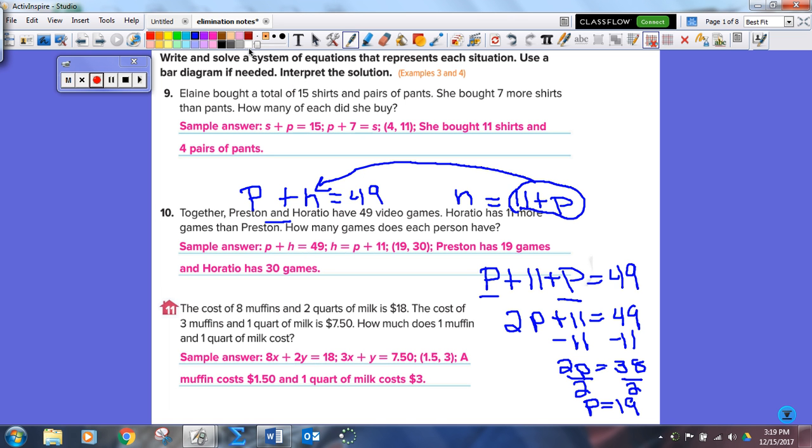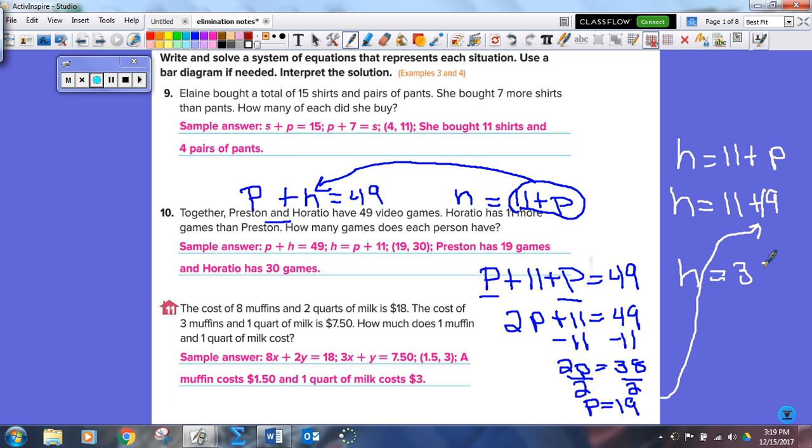To find out how many Horatio has, I may use either equation. I think H equals 11 plus P is easier. So I'm going to do H equals 11 plus 19, because I take this 19 and put it in for P. I wrote 9 there, now it's 19. So H equals 30. This was an even one, so you did have to check, so I'm going to check over here.